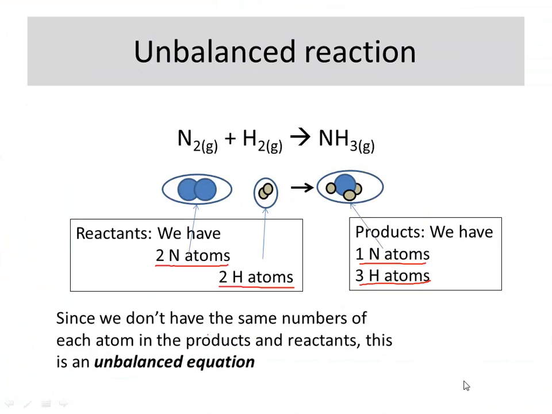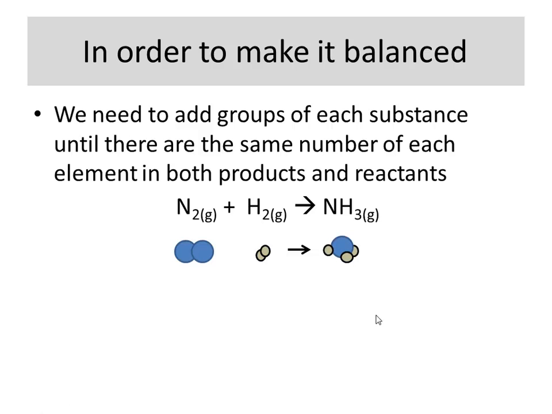So moving forward, in order to make a balanced equation, we need to add groups of each substance. Now just look up here right now. Everybody look up here at the board. Okay? We need to add groups of each substance until the equation is balanced. So for instance, on the reactant side, look at this. How many nitrogen atoms do I have there?